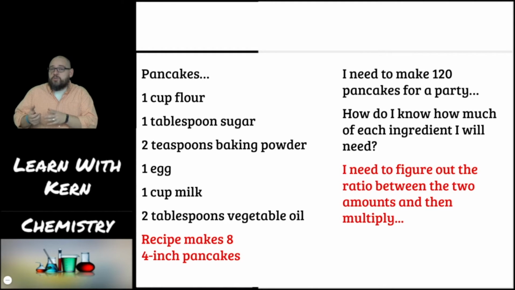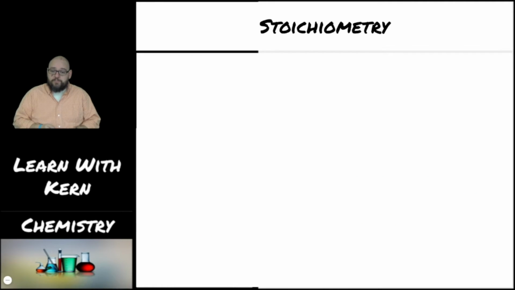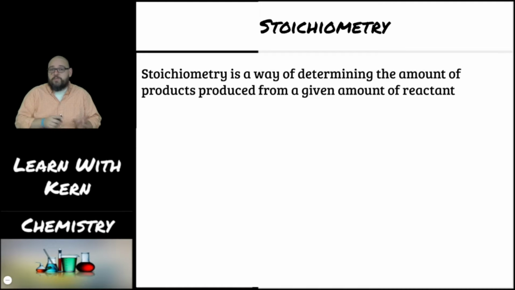So I know I need 120 pancakes. Well, my recipe makes 8. Well, the ratio of 120 to 8 is a multiplier of 15. So that means I would have to multiply all of my ingredient amounts by 15. So that is basically what we're doing with stoichiometry. Stoichiometry is the skill of using how much I know I have to figure out how much I'm going to get. It's a way of determining the amount of products produced from a given amount of reactant.